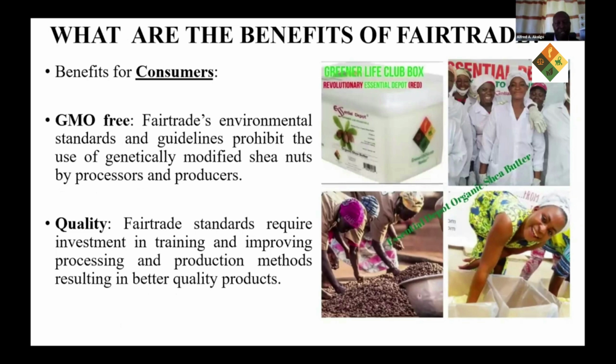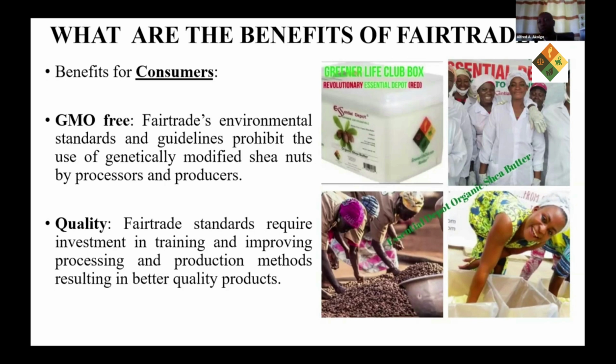Another point that I want to talk about is this. All the consumers who purchase Essential Depot products or the products from the producers and processors. The most important point here is this. You want shea butter that is natural, shea butter that is not adulterated. So the product that you buy from these producers from Essential Depot is GMO free. And the fair trade environmental standard and guidelines prohibit the use of genetically modified nuts by processors.